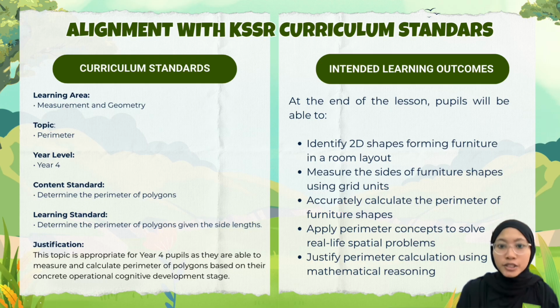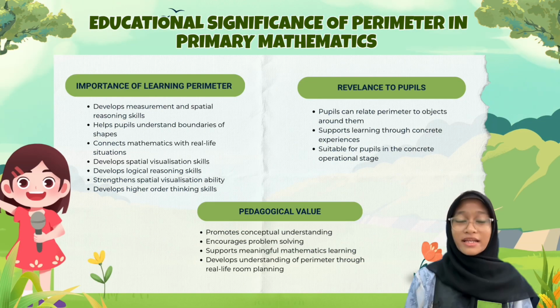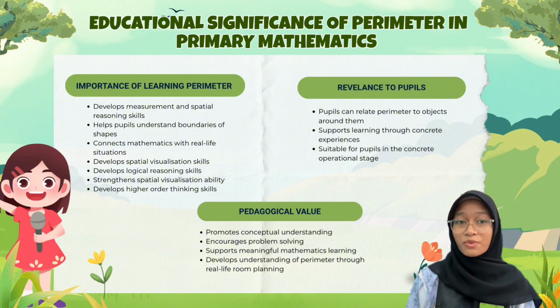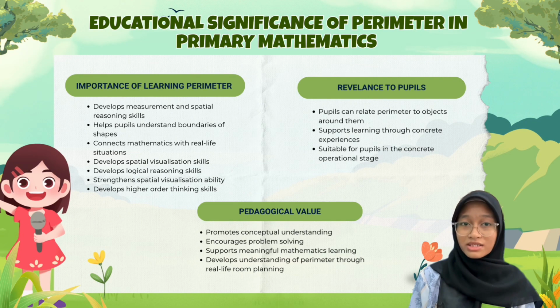Overall, this lesson demonstrates strong alignment between curriculum standard, learning objective, learning theory, and classroom activity, ensuring effective and meaningful learning. Next, we explain the educational significance of learning perimeter in primary mathematics. Learning perimeter is important because it develops pupils' measurement and spatial reasoning skills. It also helps pupils to understand the boundaries of shapes and how the outer edges form the total perimeter. Besides that, learning perimeter connects mathematics with real-life situations, especially through activities like room layout planning.